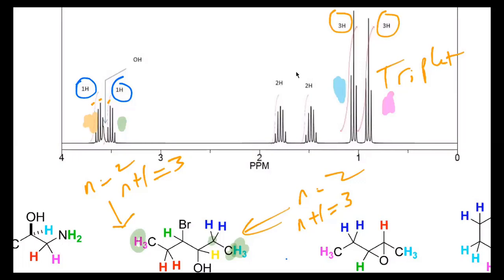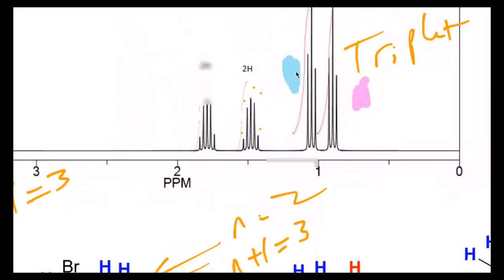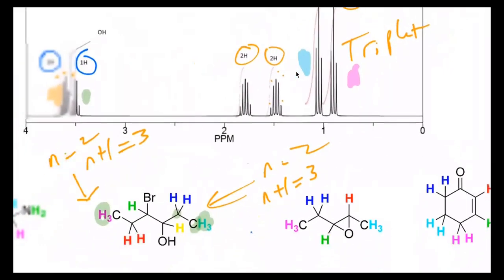And so now let's look at the other signals, right? Can you count the lines there? 1, 2, 3, 4, 5 lines. So both of those are pentets. Again, you've got the same scenario. They both integrate for 2 protons, right? So what is that saying? That's saying that these CH2 groups here, those are the signals for those.